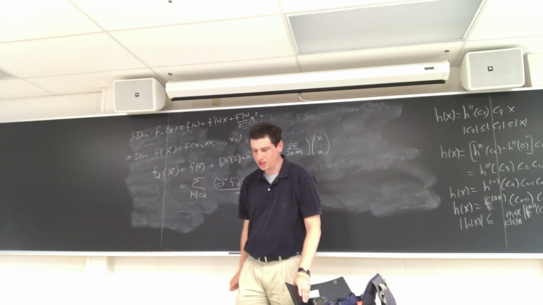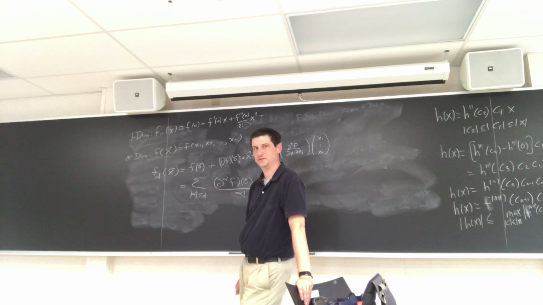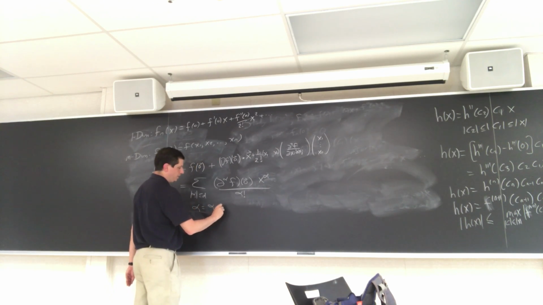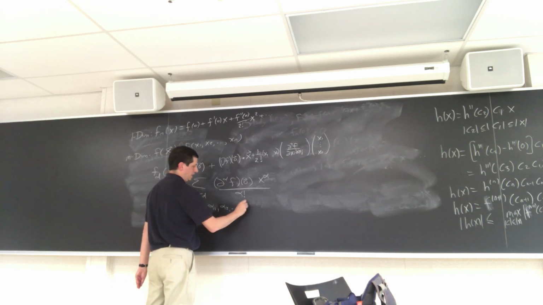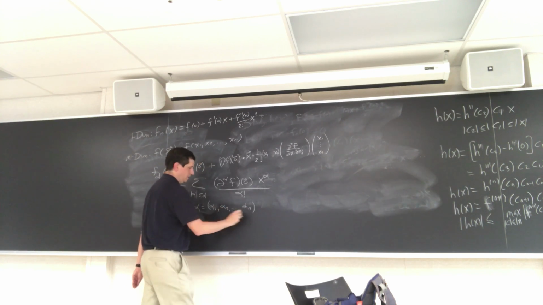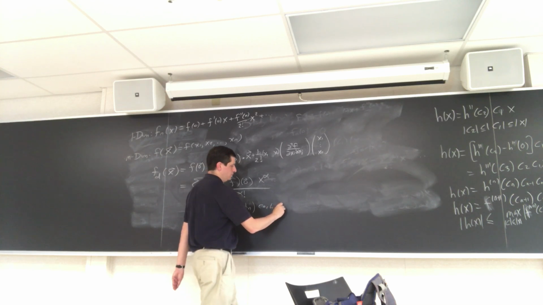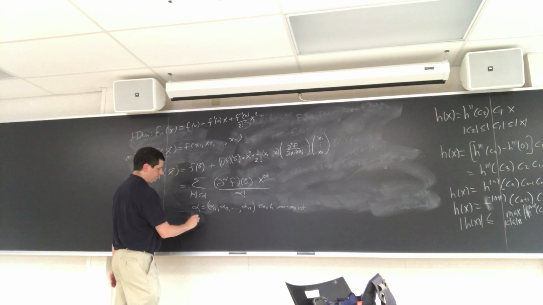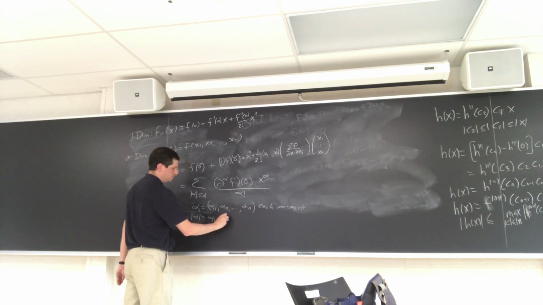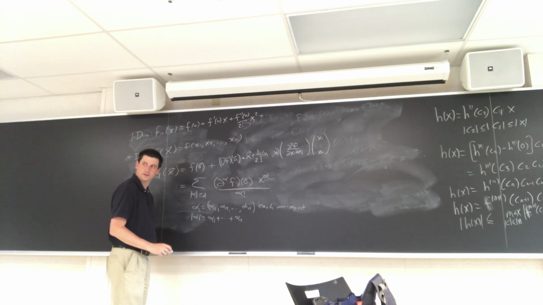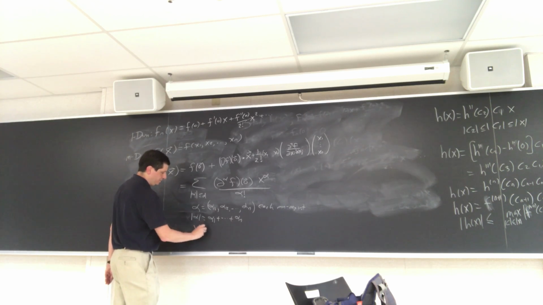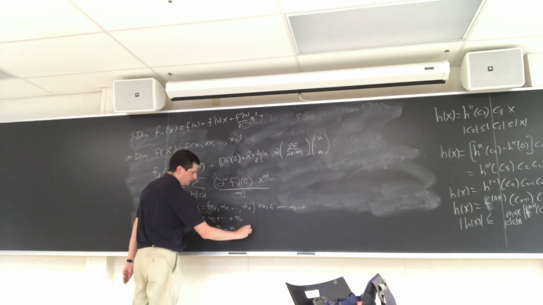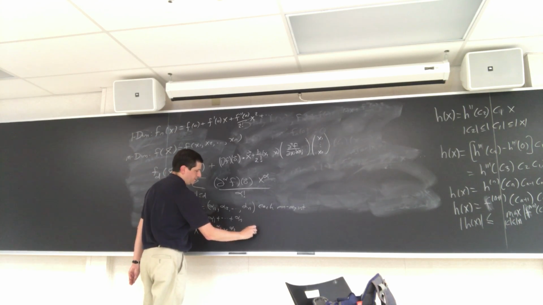So this requires a lot of explanation as to what this means. Here, alpha is alpha 1, alpha 2, up to alpha n, and each is a non-negative integer. The absolute value of alpha is the sum of the alphas. And x to the alpha is x1 to the alpha 1, x2 to the alpha 2, up to xn to the alpha n.